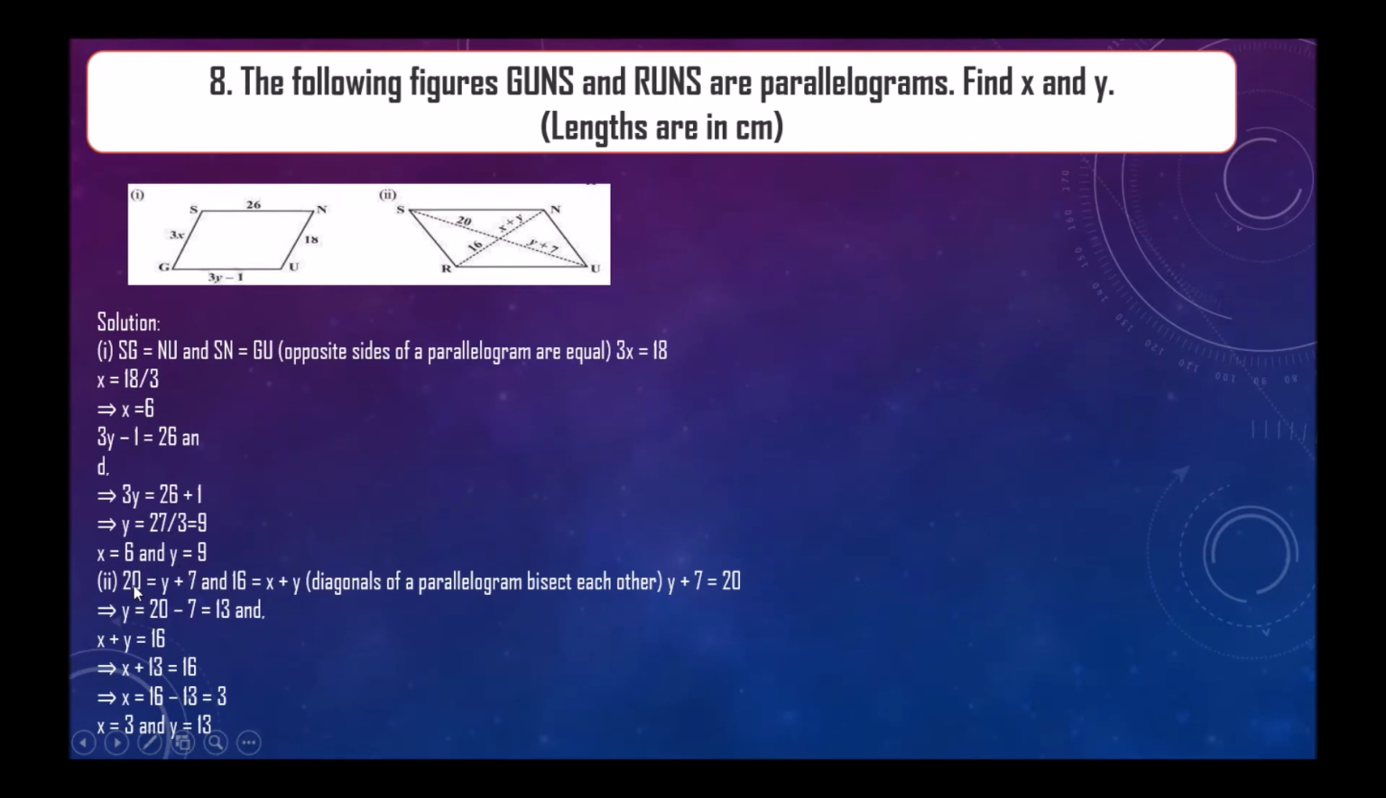Second one, 20 equals y plus 7 and 16 equals x plus y because diagonals of a parallelogram bisect each other. So y plus 7 equals 20. So y equals 13 and x plus y equals 16. So x plus 13 equals 16. So x equals 3. So here x equals 3 and y equals 13.